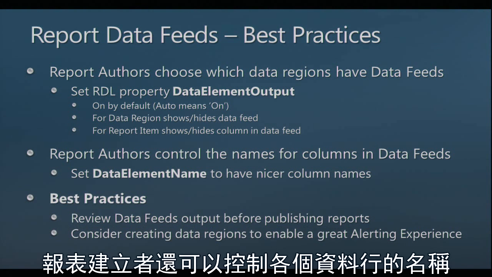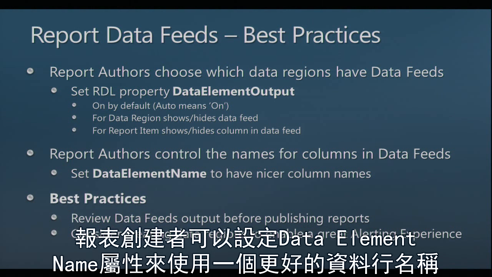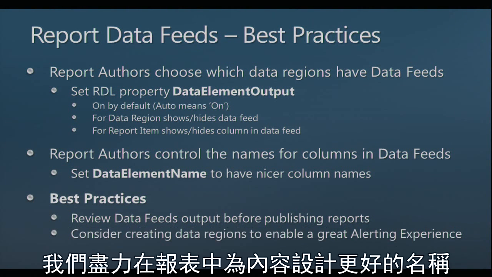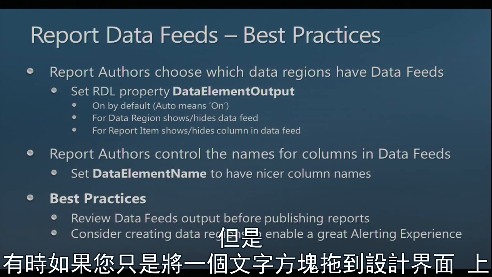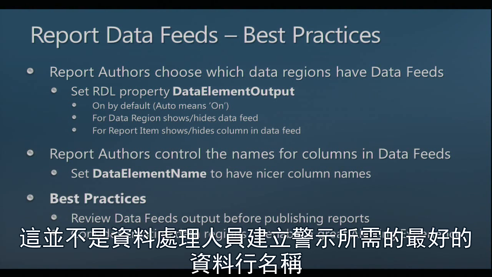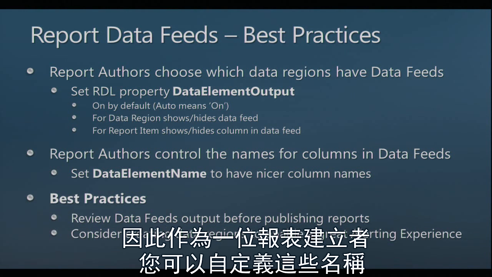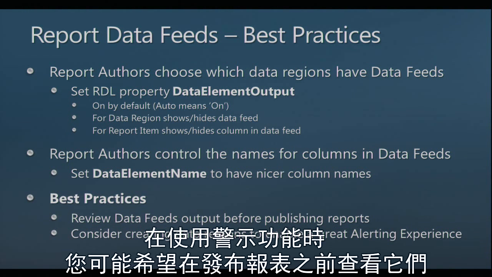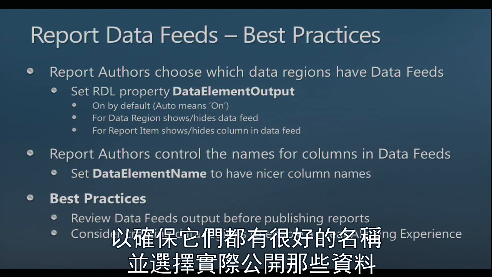The next part is that the report author gets to control the names of the individual columns. The report author is able to set the data element name property to have nicer column names. We try as best we can within reports to design nice names for things, but sometimes if you just drag a text box onto the design surface, the name is going to be like text box 1, and that's not the best name for an information worker to create an alert on. So as a report author, you're able to go and customize those names. As you design reports and play with the alerting capabilities, you want to review the reports you have before publishing them to make sure they have nice names, and to choose which data is actually exposed.